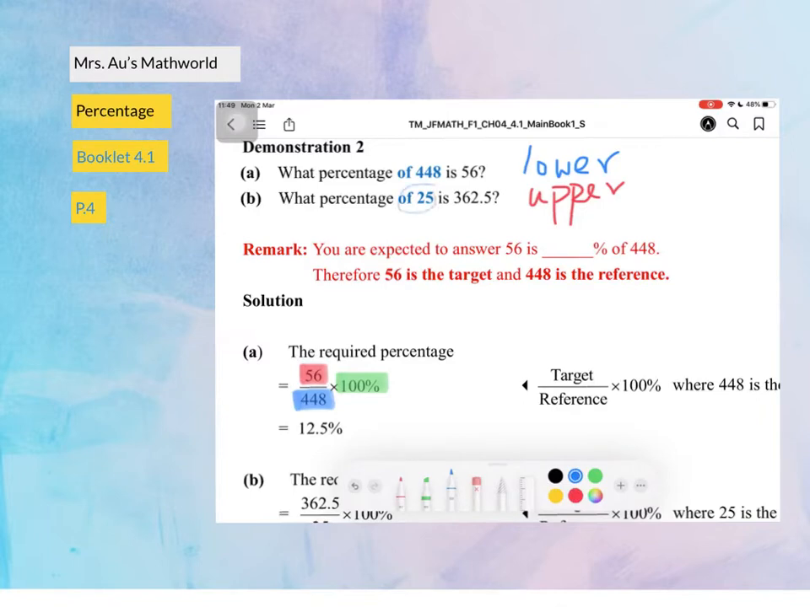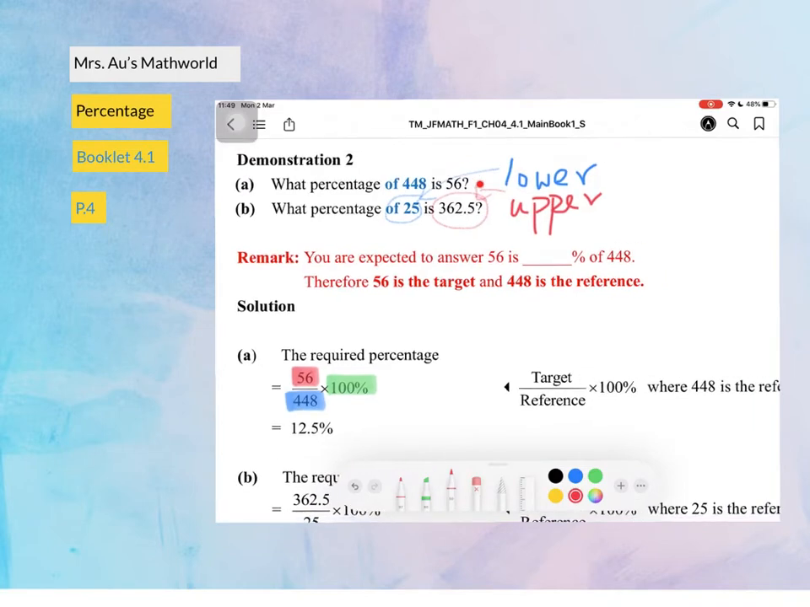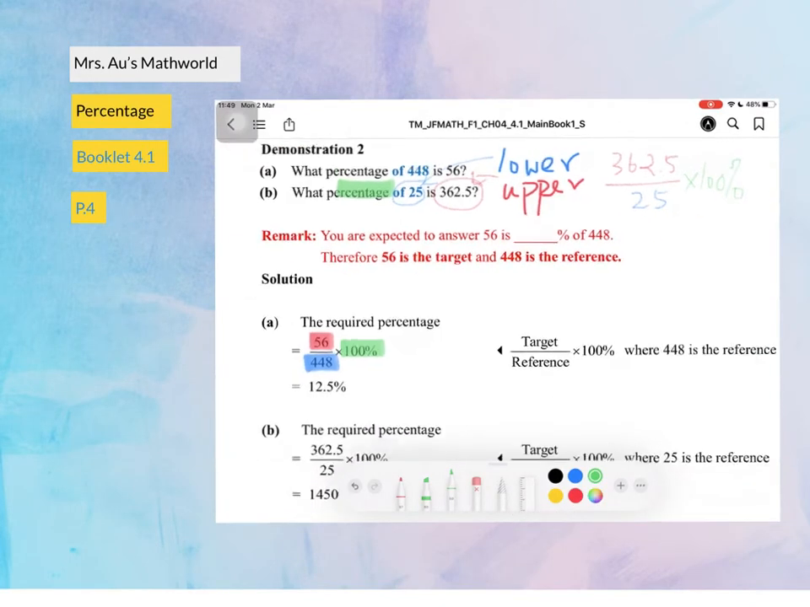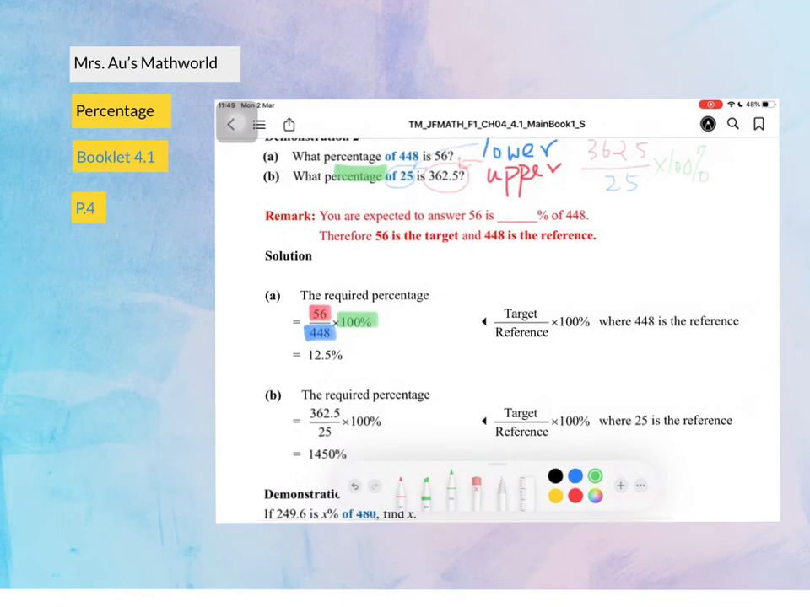For part B, we can do it in a similar way. This is the lower part, so originally this is 25, and I want to see 362.5. This is the portion that we know, and a portion can be greater than the original number. It doesn't matter. So this is upper, 25 is lower, and then times 100%. Then you can simplify the things here to get the result. So the required percentage is 1450%.